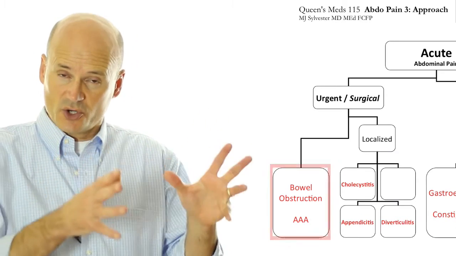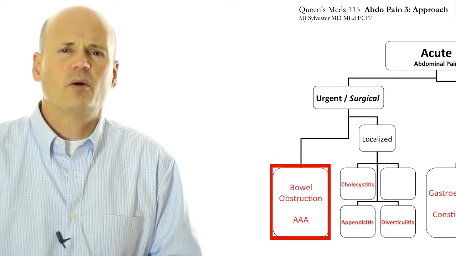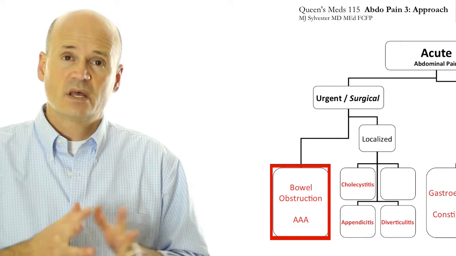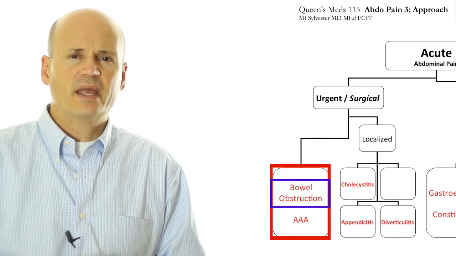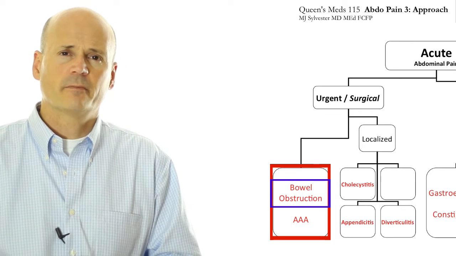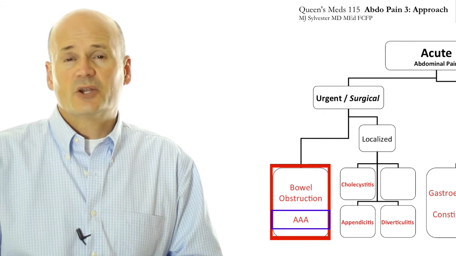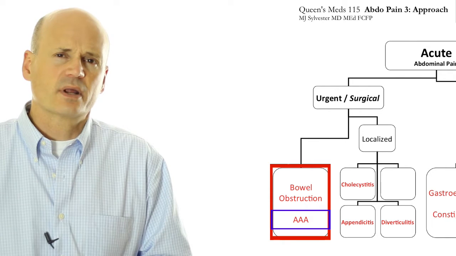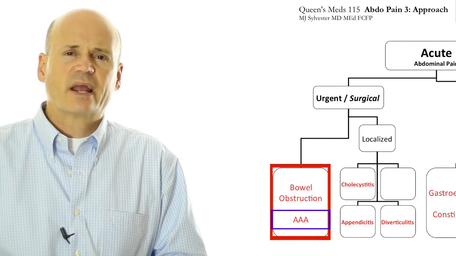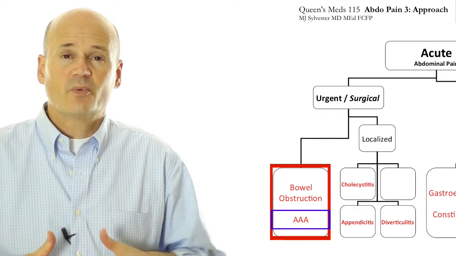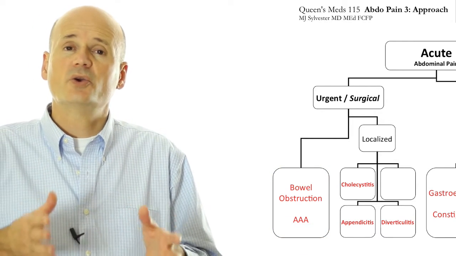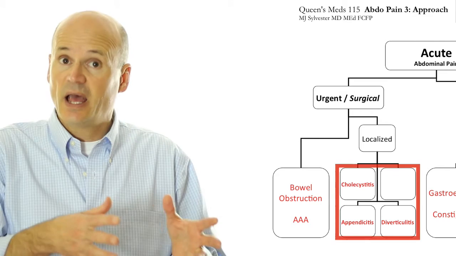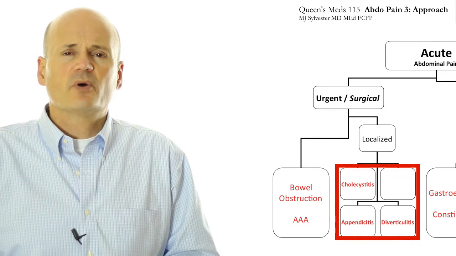Now, when we talk about acute abdominal pain that's urgent and diffuse, we have a couple of possibilities. One of them is bowel obstruction, and that comes with severe crampy abdominal pain and distension and vomiting. The other one is a AAA, or abdominal aortic aneurysm, and that's often characterized by severe pain that radiates through to the back.